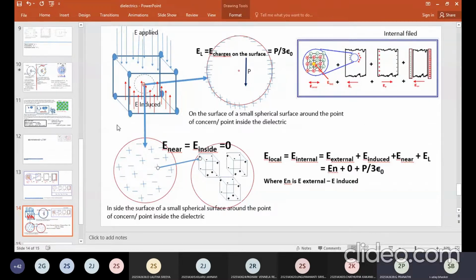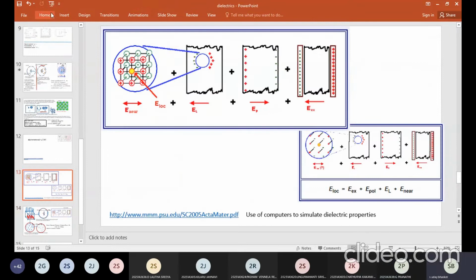The charges, positive and negative charges present inside. When the charge gets induced, when the electric field is applied, the positive charges go to one side and the negative charges go to the other side. So as given here, E internal is equal to E external plus E induced. Right, the answer is true. Now let me try to give you something here.